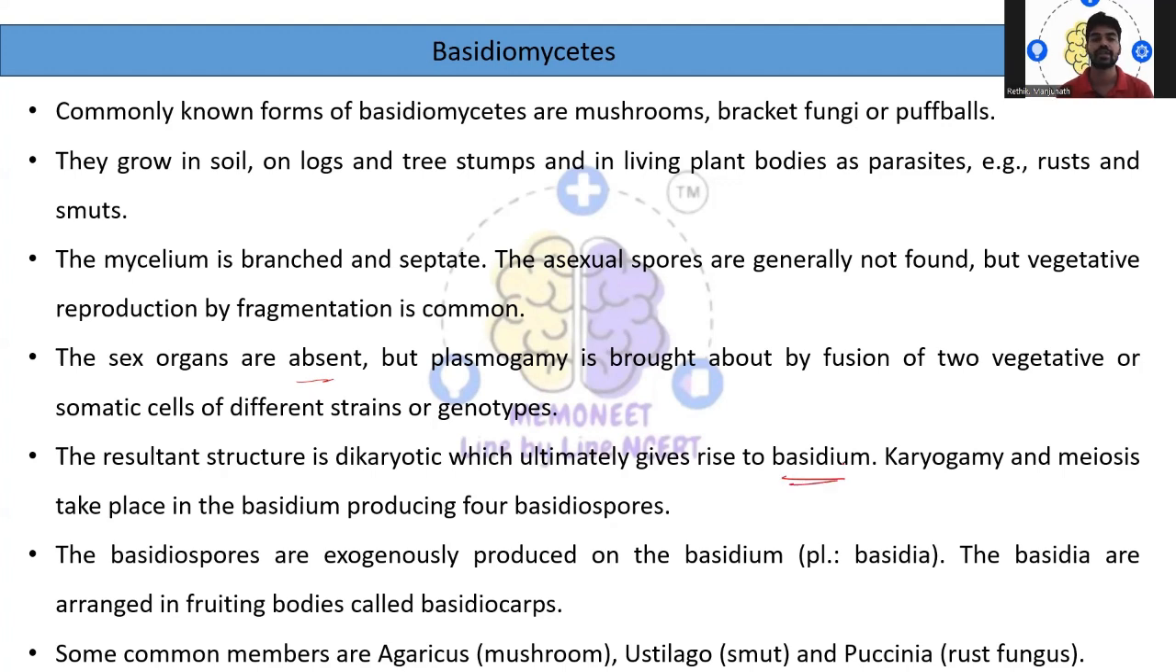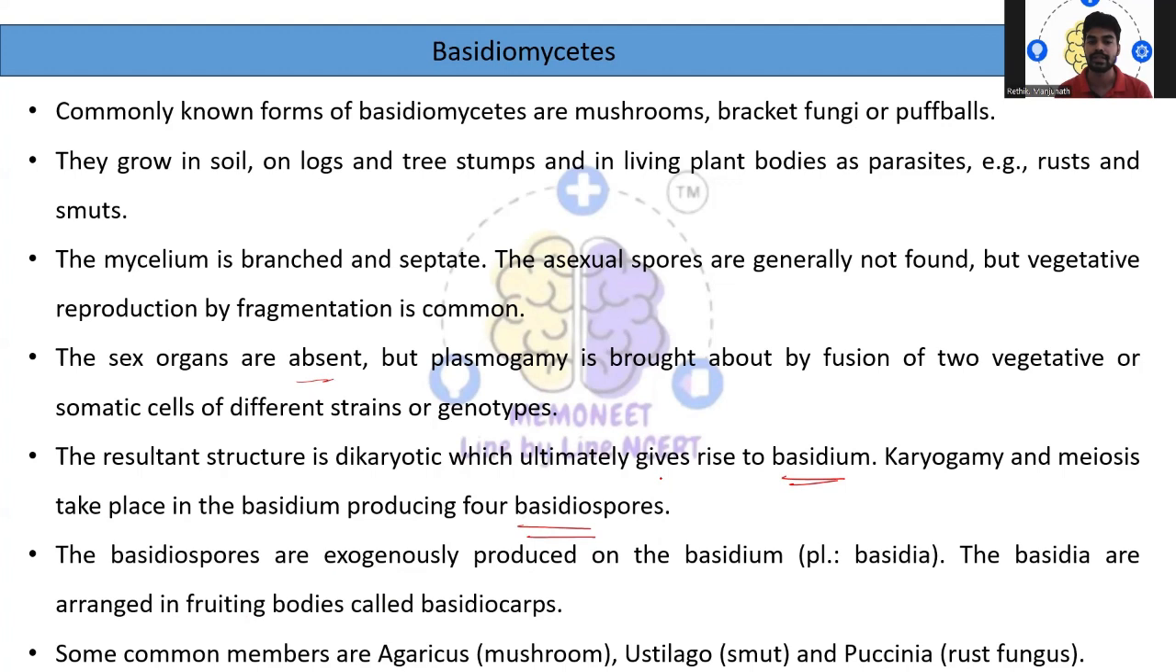And karyogamy is nothing but the fusion of the two parental nuclei, and meiosis takes place in the basidium, producing four basidiospores. Okay, so one basidium produces four basidiospores, and they are exogenously produced by the basidium. These basidia are arranged in fruiting bodies called basidiocarps.